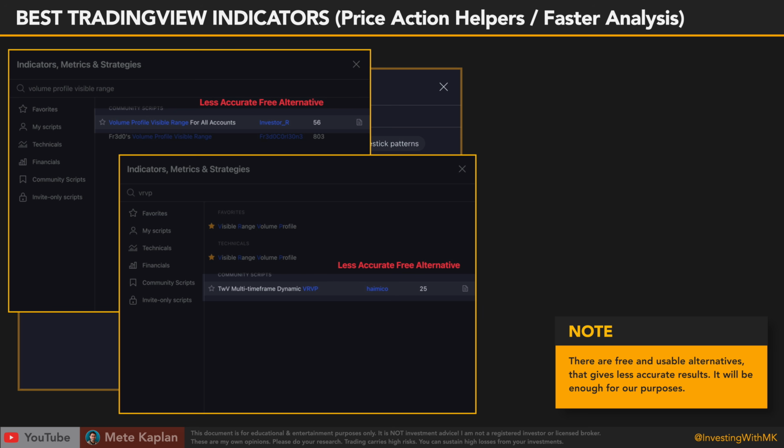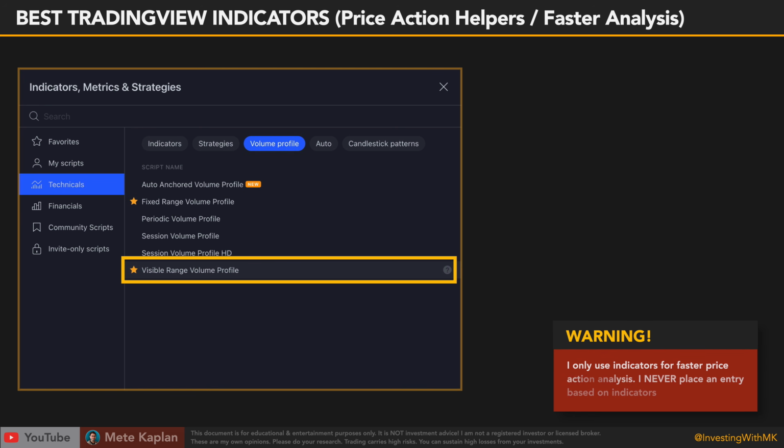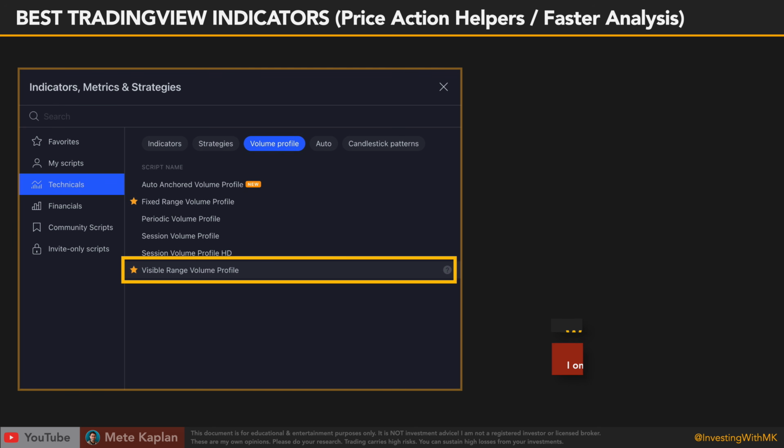But I need to make a warning first. I never use any indicator for buy or sell purposes. All the indicators I use are only for helping me analyze the charts faster and save my time. Never ever buy or sell with an indicator.